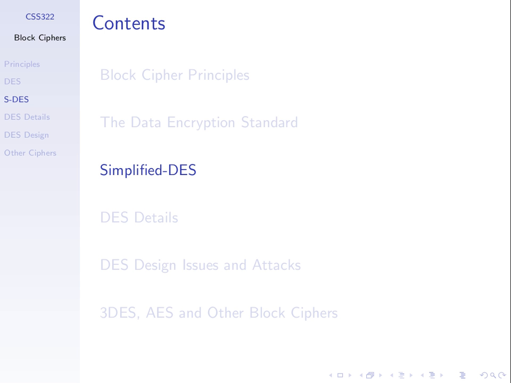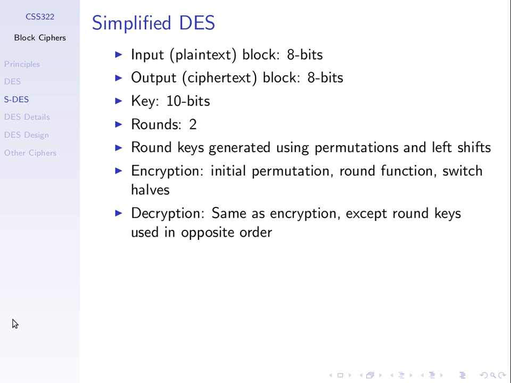Simplified Data Encryption Standard. We no longer have a 64-bit input block. We're going to make everything smaller, and we're going to have an input block of 8 bits, an output block of 8 bits, and a key size of 10 bits. DES, it turns out, has 16 rounds. We repeat some process 16 times. Simplified DES has just 2 rounds, so we can do it quickly on the board.